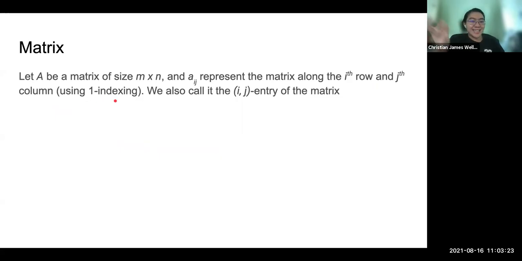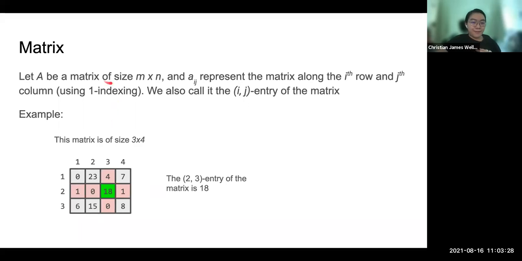I know we are computer scientists, usually we start from 0, but here I just want to show, if I have a matrix of size 3 by 4, then really these are the indices, okay? So along the second row, down the third column, using one indexing, that's the (2, 3) entry. The matrix value is 18, okay?